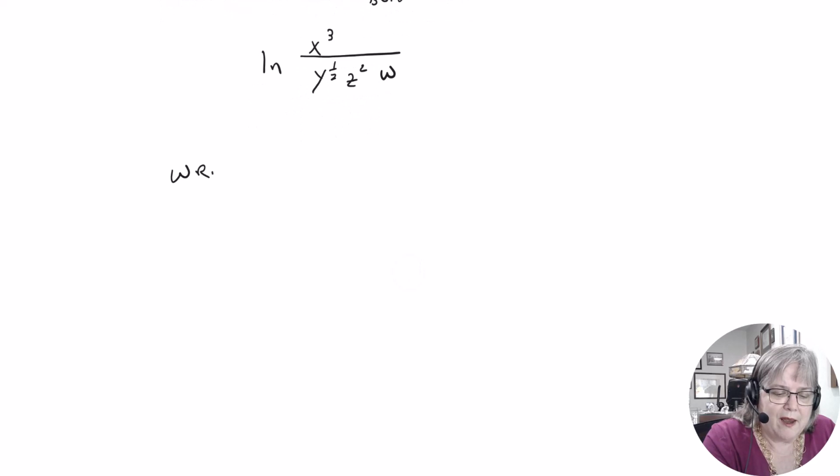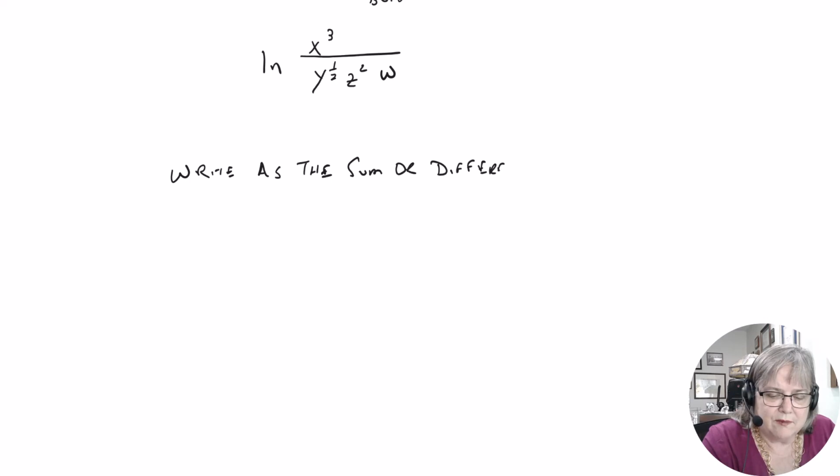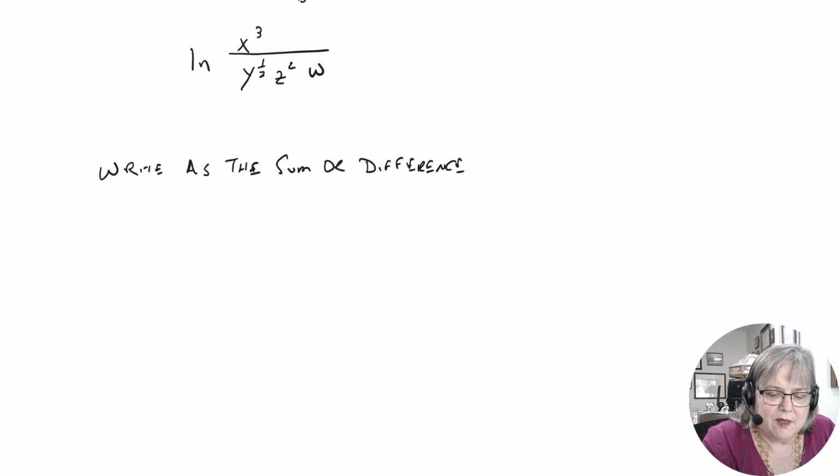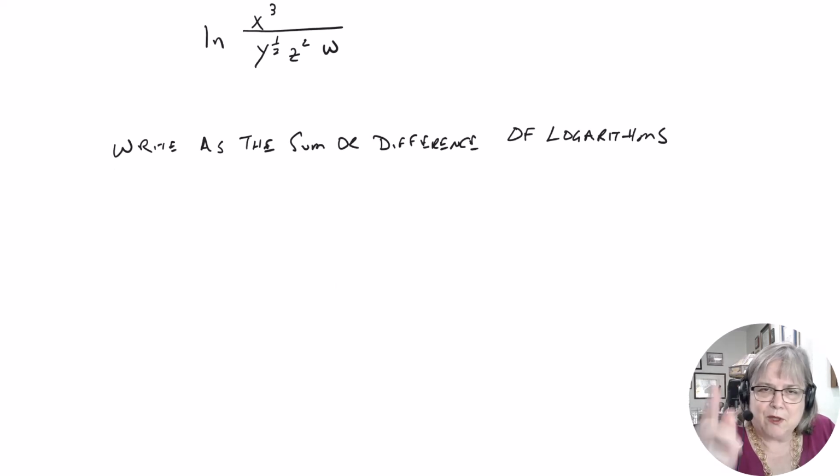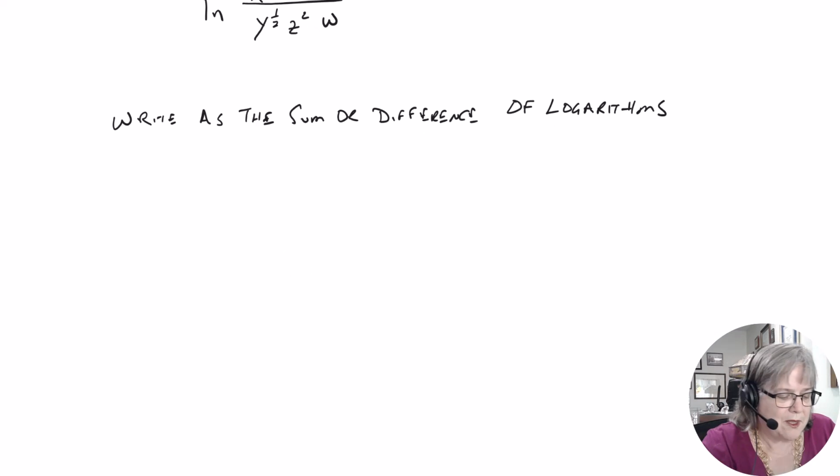Now, what if we already have a single logarithm and we want to write it as the sum or difference of logarithms? And that's really what we did in logarithmic differentiation. We took the log of both sides, and then we split the log of whatever that complicated part was up into pluses and minuses. So that's what we're going to do.